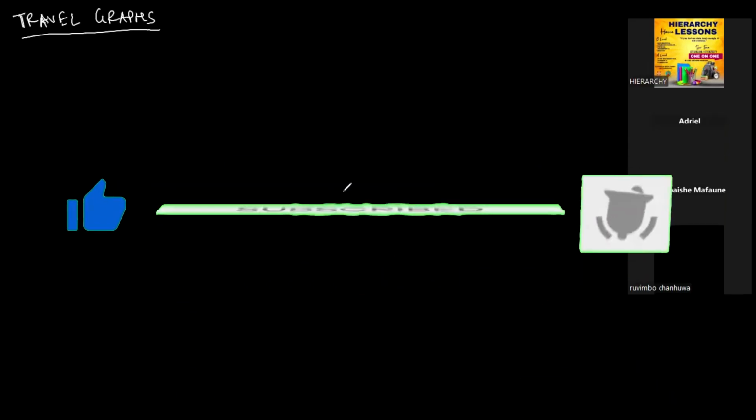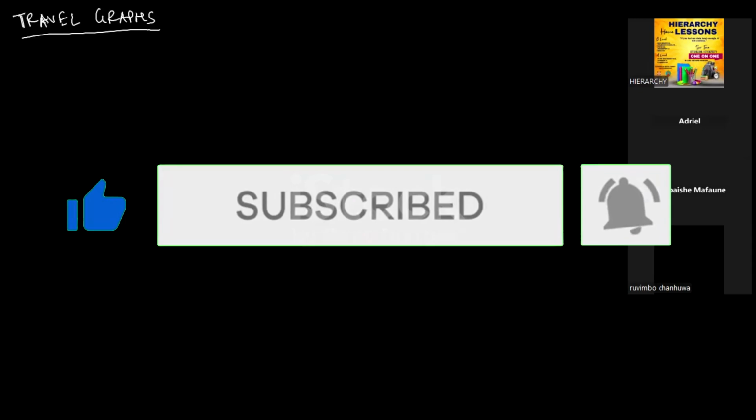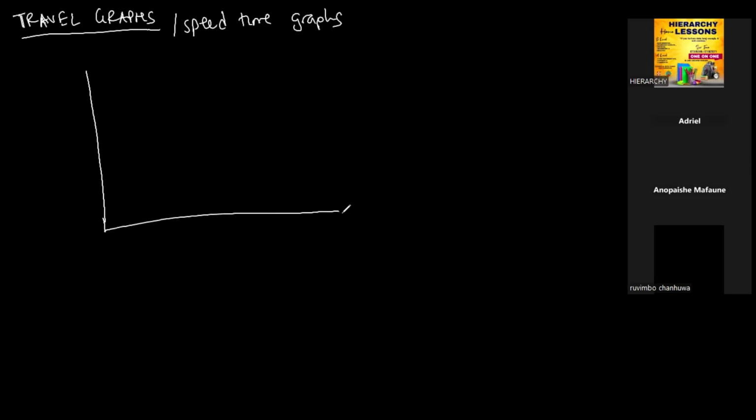Okay. So do travel graphs, or they're also called speed time graphs, right? Travel graphs or speed time graphs. So some of you are familiar with these graphs in physics, right? So I'm going to consider, let's say, a motion of a particle represented on a Cartesian plane like this, a velocity time graph like that one.